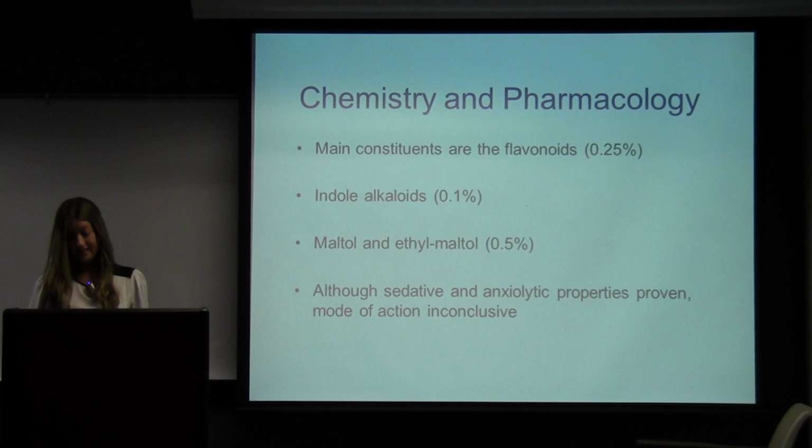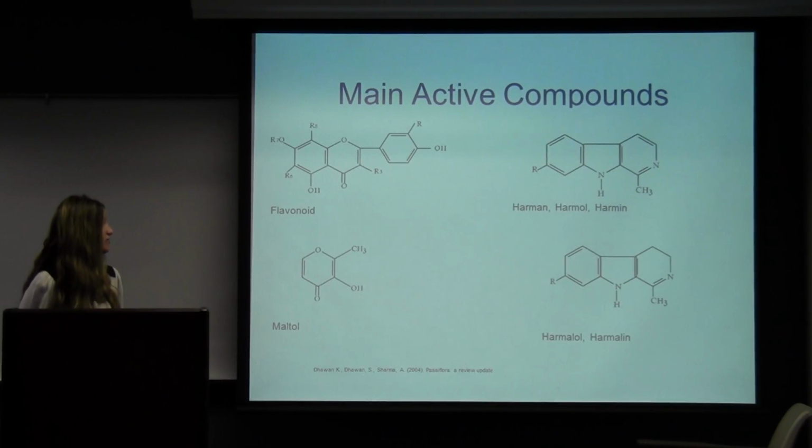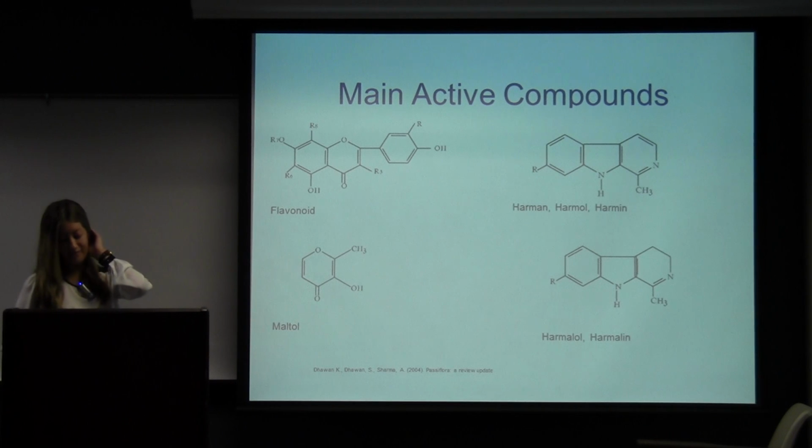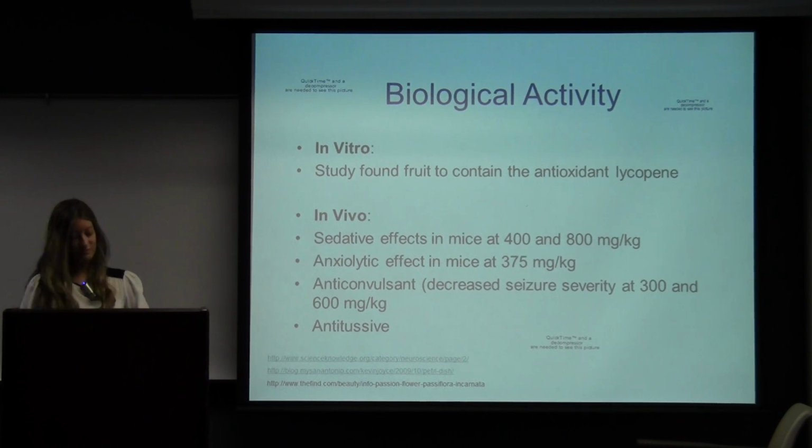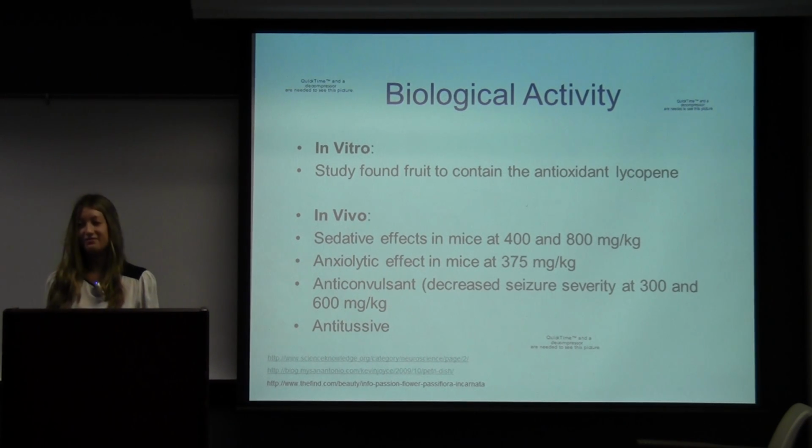Other constituents include carbohydrates and cyanogenic glycosides. And I thought it would be important to note here that even though its anxiolytic and sedative properties have been proved in studies, which I'll get to in the upcoming slides, its main active compounds are inconclusive. And these are some chemical structures. On the top left, you have the flavonoid. On the bottom left, you have the maltol compound. And on the right side, you have the indole alkaloids. So now getting into the biological activity of the plant.